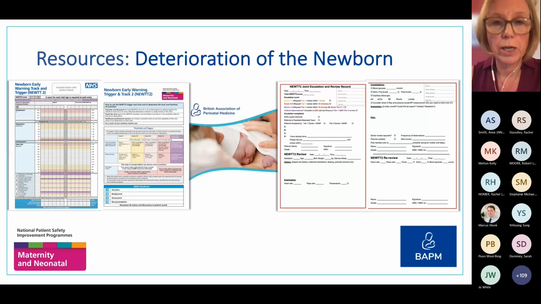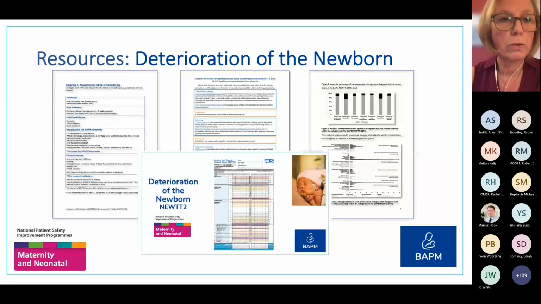There are a number of resources which are now available on the website, including the NEWTT2 chart itself on the front, and then with the escalation tools on the back, and a joint escalation and review record, and my colleagues are going to take you through these in due course. There are additional resources, including Appendix 1, which is a summary of the newborns who are currently at risk to be used with NEWTT2 monitoring. There's Appendix 2, which is guidance for us as healthcare professionals to assist with completion of the NEWTT2 chart. And then there will be training materials that have been developed, in terms of a slide set.